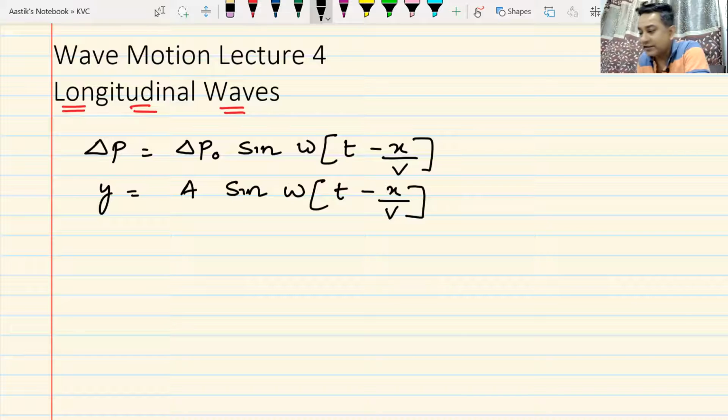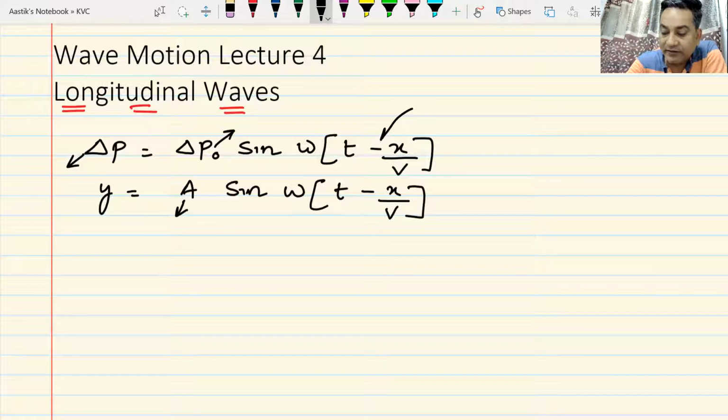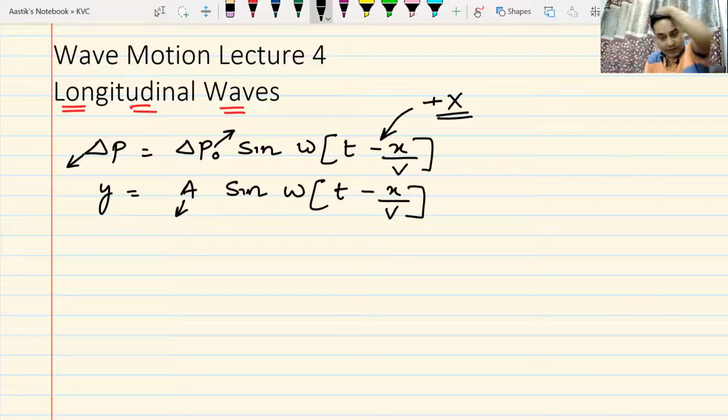Here y was the displacement from the mean position. Here delta P is the difference from the atmospheric pressure if we talk about sound waves. A was the amplitude, the maximum displacement. Here delta P naught is the maximum difference in pressure. Remember, if there is a negative sign, this wave is traveling along positive x. If there is a positive sign, then the wave is traveling along negative x. Do we remember this? Do we understand this? Great. We have already seen that.